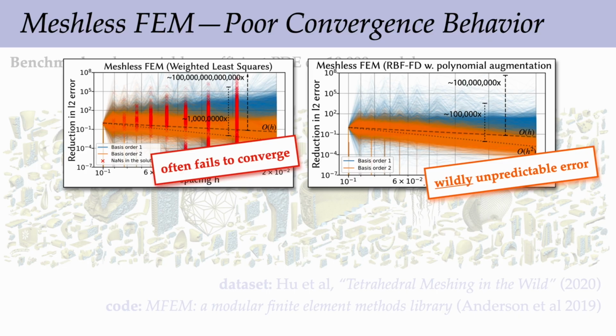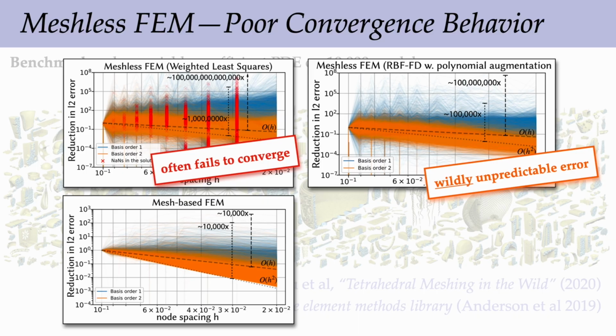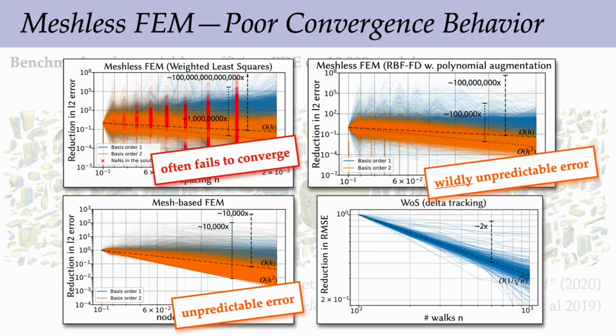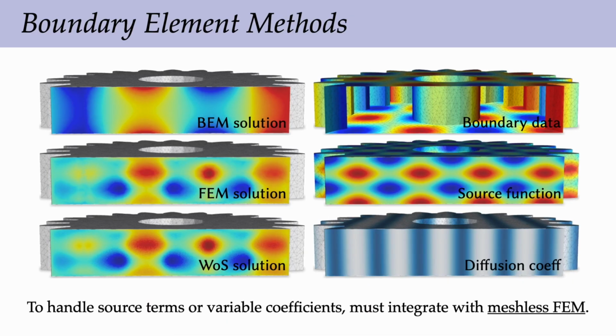It's hard to predict. With standard mesh-based finite elements, things are a bit better, things converge, and the error is lower, but still quite unpredictable. And finally, when we do this with our Monte Carlo method, we get the best of all worlds, things converge, and we get very predictable error. Finally, when people hear about walk-on spheres, they often say, oh yeah, this kind of sounds like a boundary element method, right?